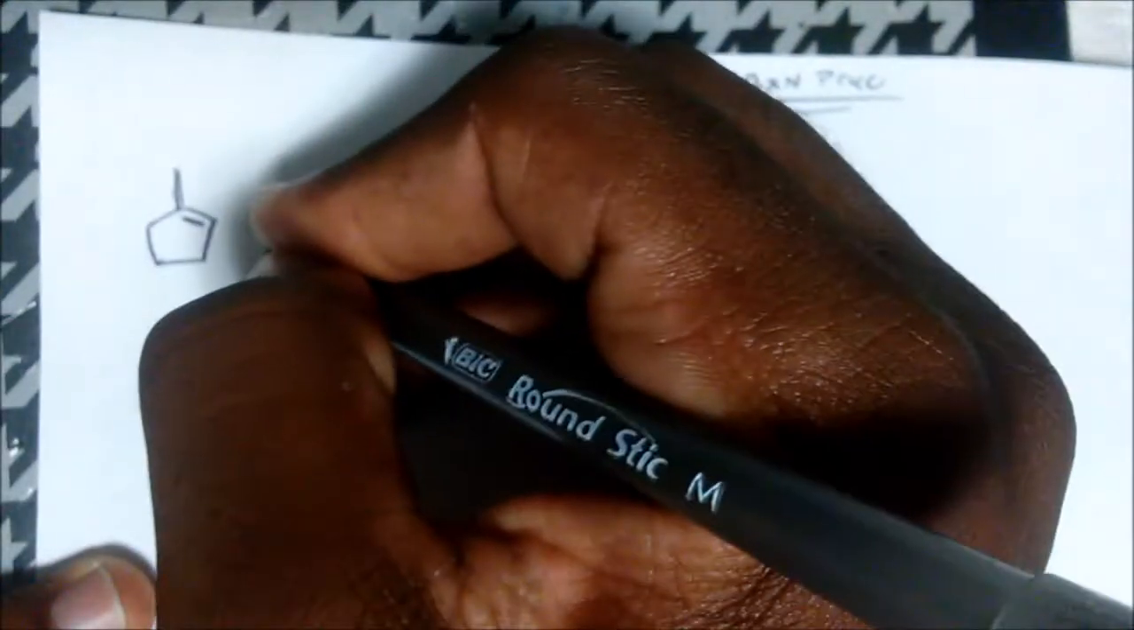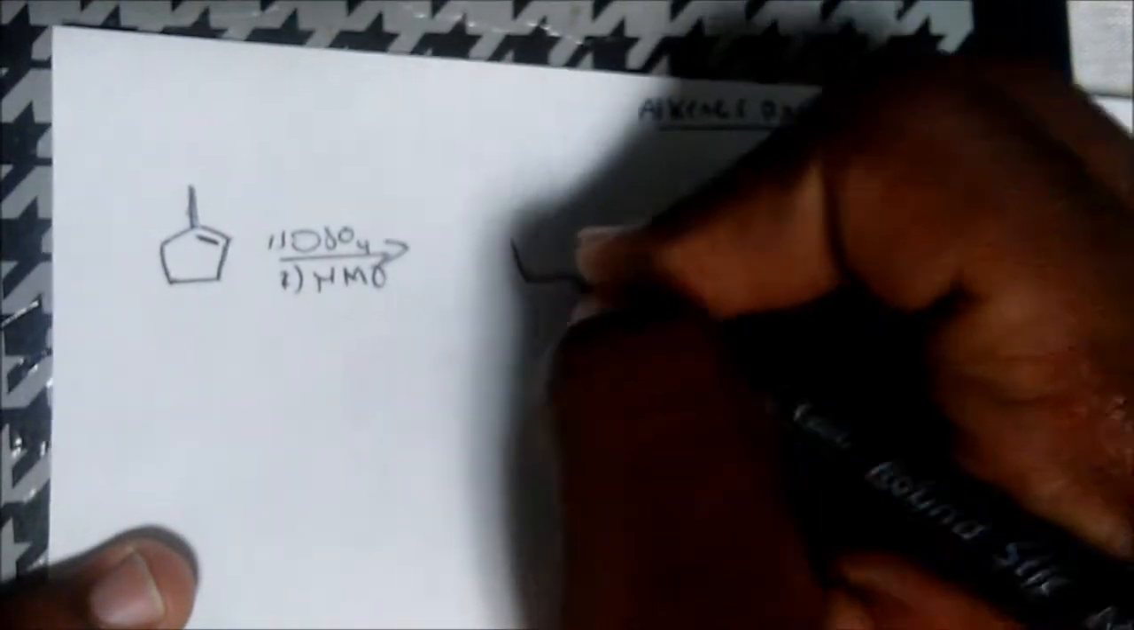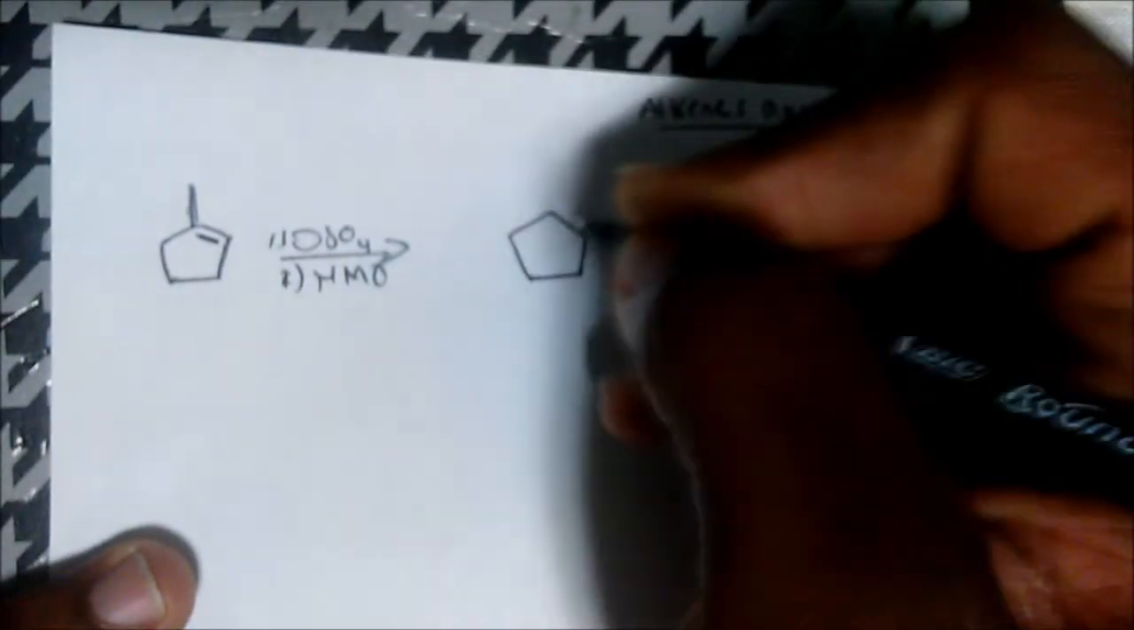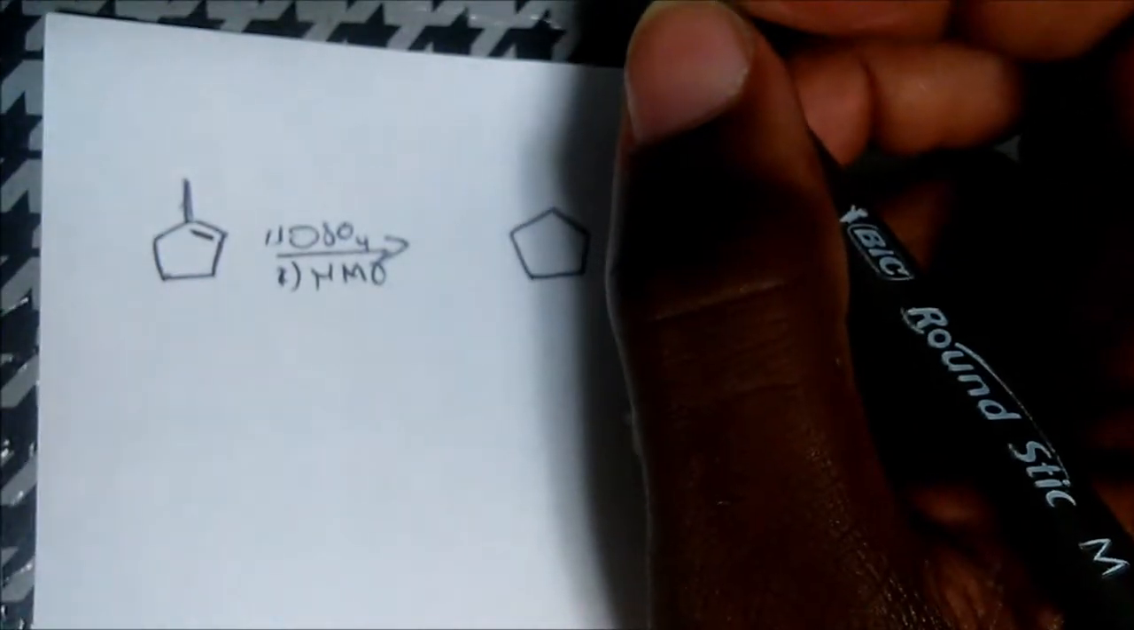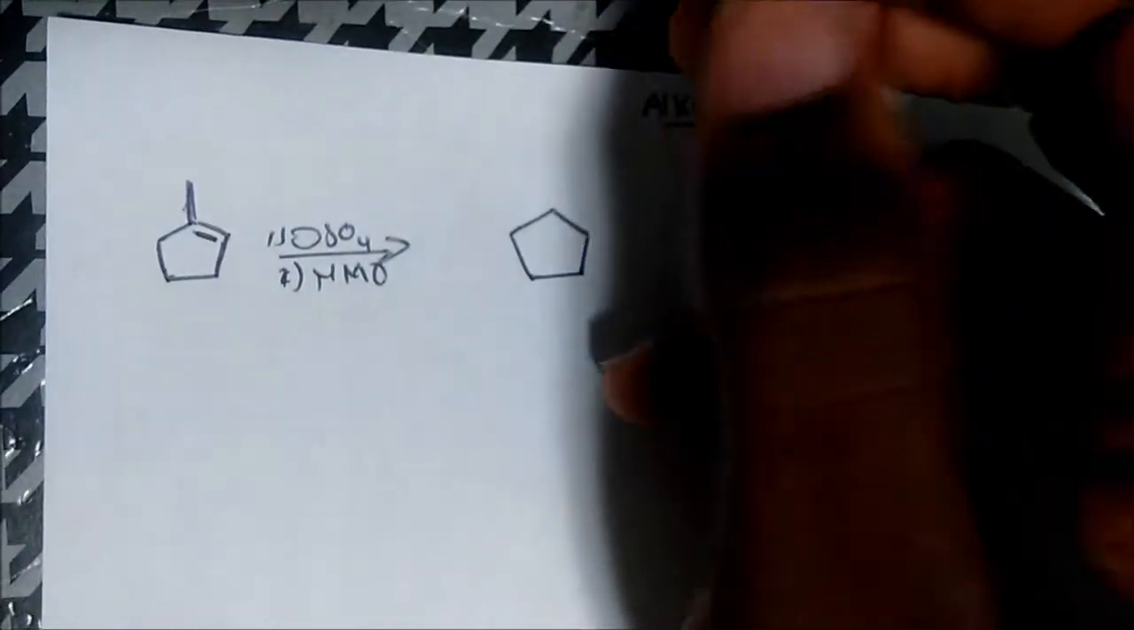All right. So what if we were to take this molecule and add osmium tetroxide in the first step, and then in the second step we add NMO? What would be the major product? Well, again, it's helpful to know these reagents are dihydroxylation. So we're formally adding two water molecules across a double bond.